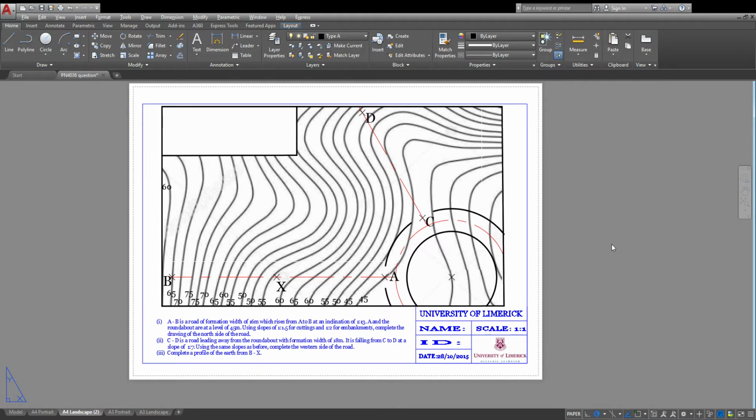So we want to decipher this question. A to B is a road. You see your two points. Formation width of 16 meters means the width is 16 meters. This drawing is at a scale of 1:1000. I should have added this in. So 16 meters in this drawing is represented by 16 millimeters.